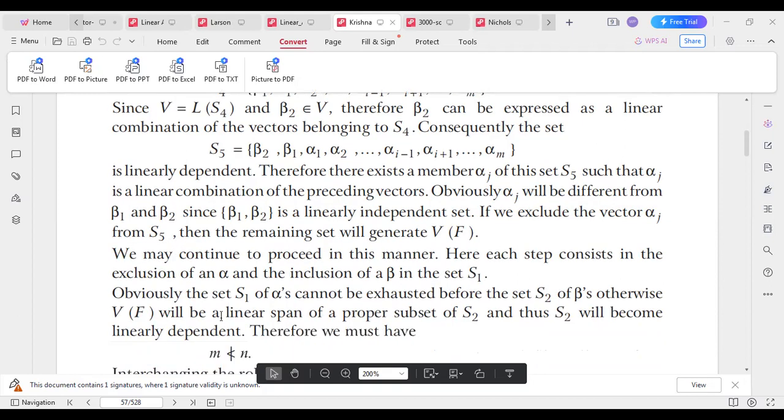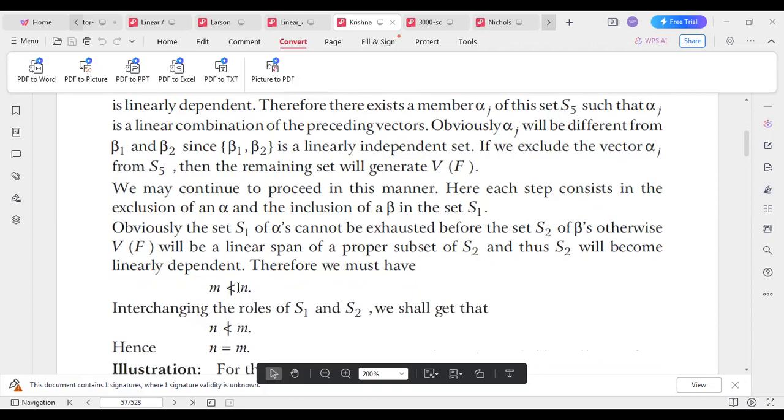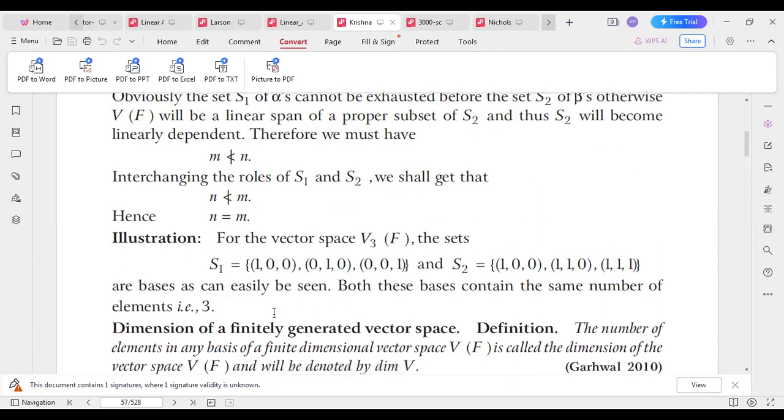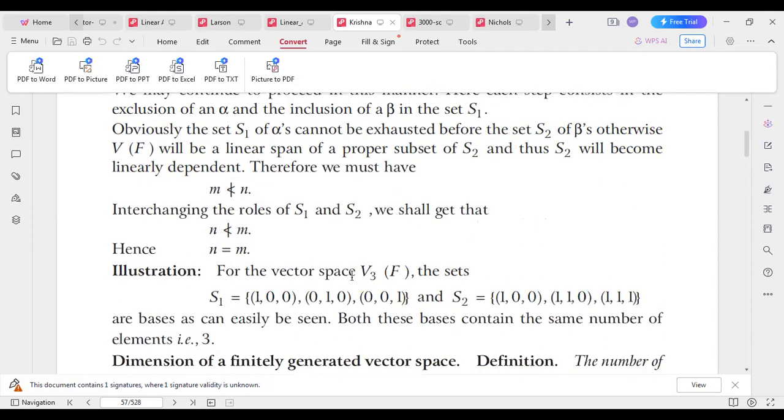Otherwise, the vector space B will be a linear span of a proper subset of S2, and thus S2 would become linearly dependent. Therefore, we must have m cannot be less than n. Interchanging the roles of S1 and S2, we get that n cannot be less than m. So in this way, we can show that n equals m. For example, for the vector space R3, the sets S1 and S2 are bases, as can easily be seen. Both of these contain the same number of elements. Okay, this is the unit basis vectors.